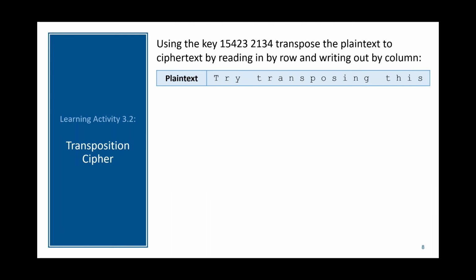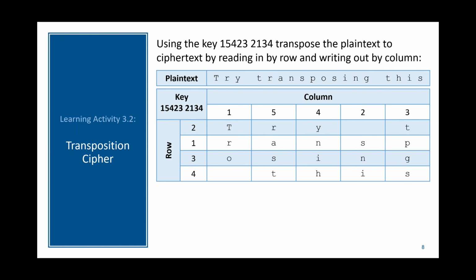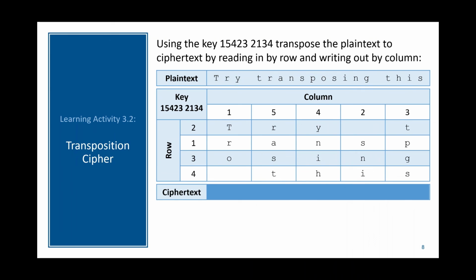All right, welcome back. So here we have the key that I've put across the columns 15423, and then I put the row 2134, and then I'm going to read in by row. So I'm just going to put try transposing this read in by row, and then we're going to write out by column. So we're going to do 1 1, which is R, and then 1 2, which is capital T, and then 1 3, which is O, and then 1 4, which is space. And we're going to do that for all 5 columns until we eventually get our final message.